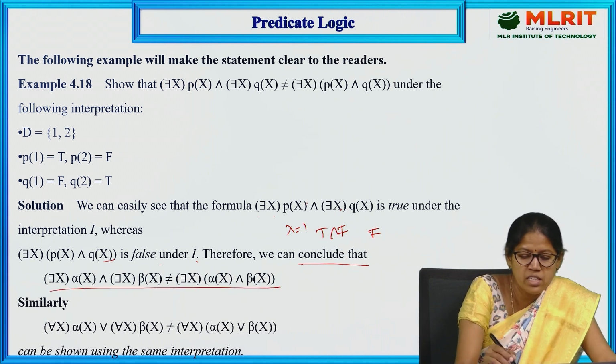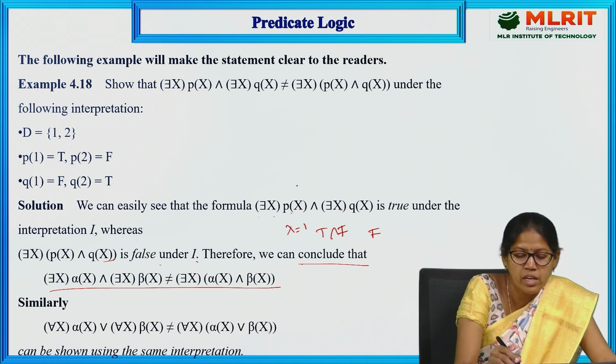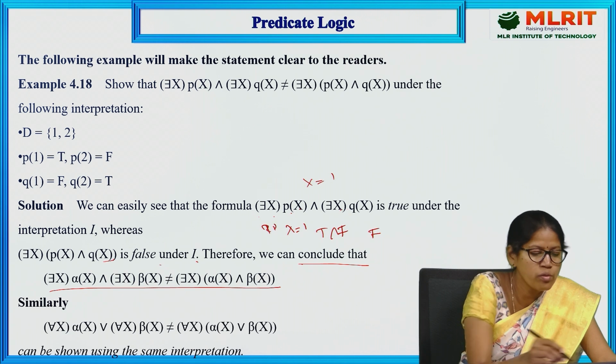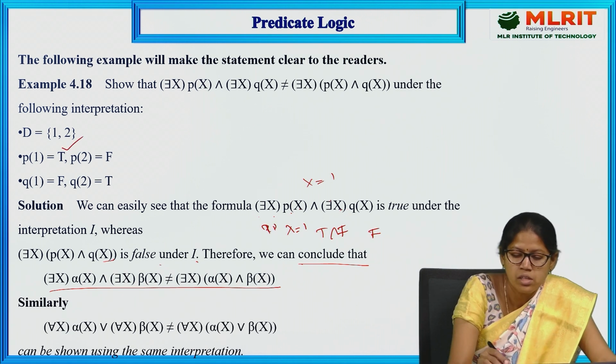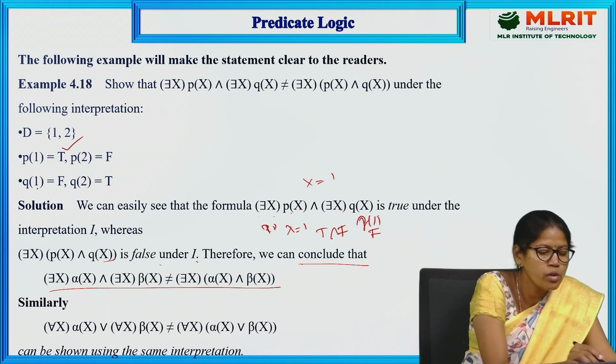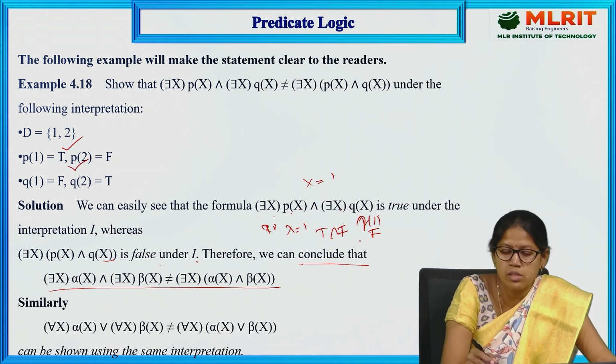There exists X, P of X. When X equals 1, then P of 1. What is P of 1 here? True. Next, there exists X, Q of X. What is Q of 1? Q of 1 equals false. Then the truth table: true and false is false.